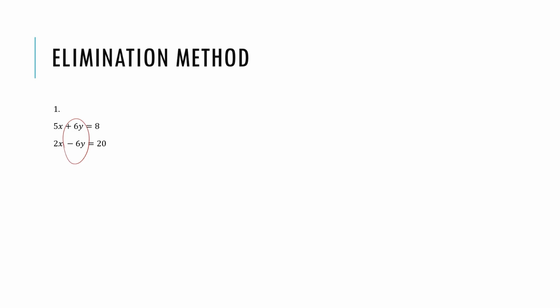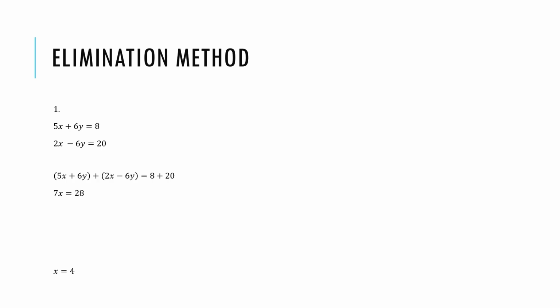Step 1. Add the equations to eliminate y. 5x plus 6y plus 2x minus 6y equals 8 plus 20. Now, we're left with 7x equals 28. That's much simpler. Now we can solve for x. X equals 4.